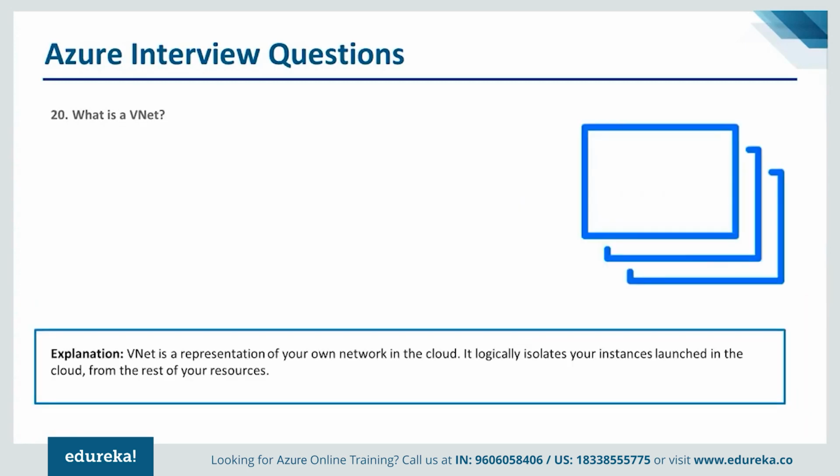Okay, now what is VNet? VNet is basically nothing but my virtual network. So VNet is a representation of your own network in the cloud. It logically isolates your instances launched in the cloud from the rest of the resources which you have in the cloud. So this is my whole network based on which my configuration of machines depends, I mean, the subnets and the address space, right?